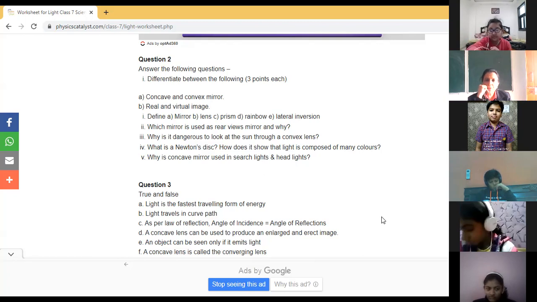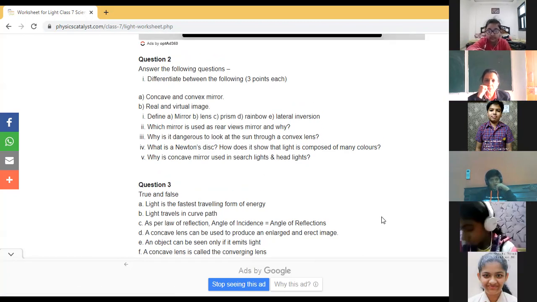And children, one more difference if you want to write down, you can draw the diagrams for concave and convex mirrors. You know how to draw? Because these mirrors are parts of a spherical mirror. So you may draw the diagram of it. Next, the difference between a real and a virtual image.